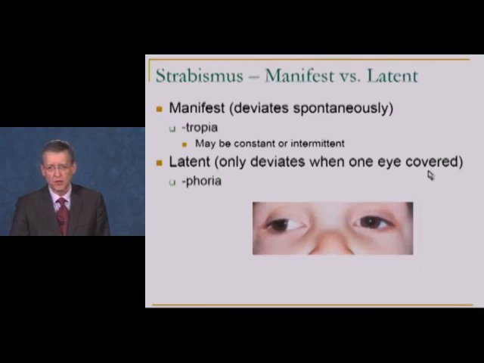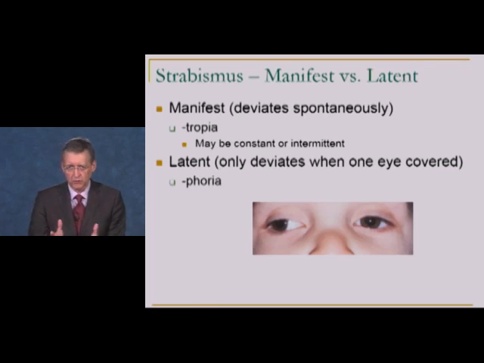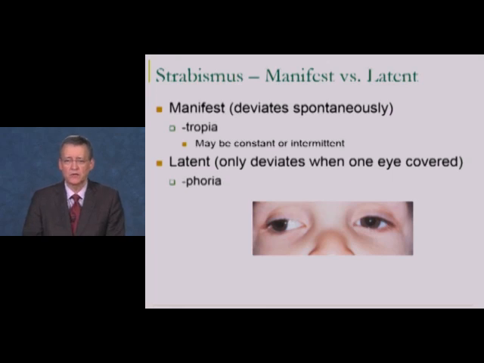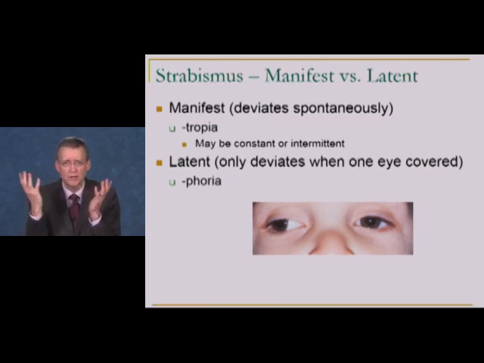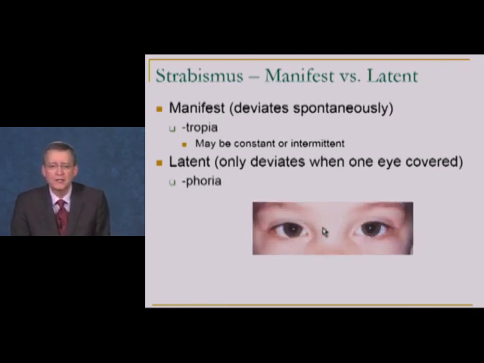Then we can also talk about, so that's the directions, and then we can talk about whether it's a manifest strabismus that is spontaneously deviating, or if it's latent that only deviates with one eye covered. So it's a tropia if it's spontaneous, or is it a phoria if it only drifts when it's under the cover. So say you cover my right eye, it drifts out. As soon as you take the cover, it snaps back into place. That's a phoria, exophoria.